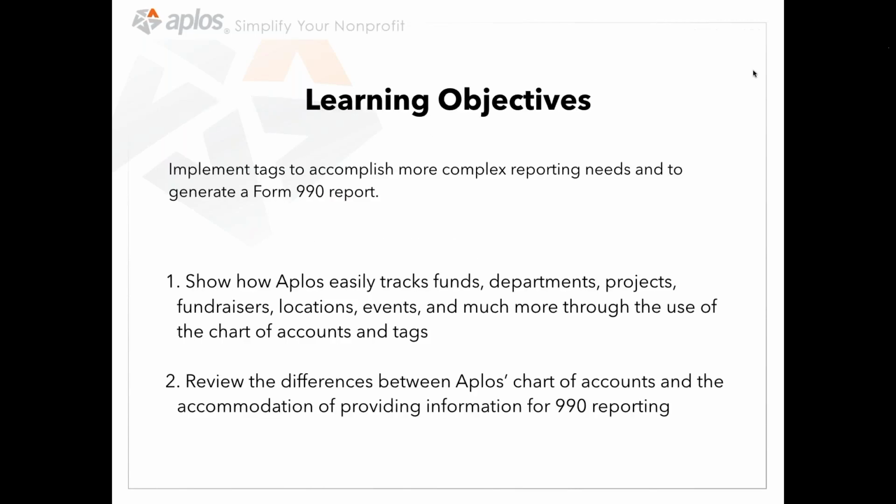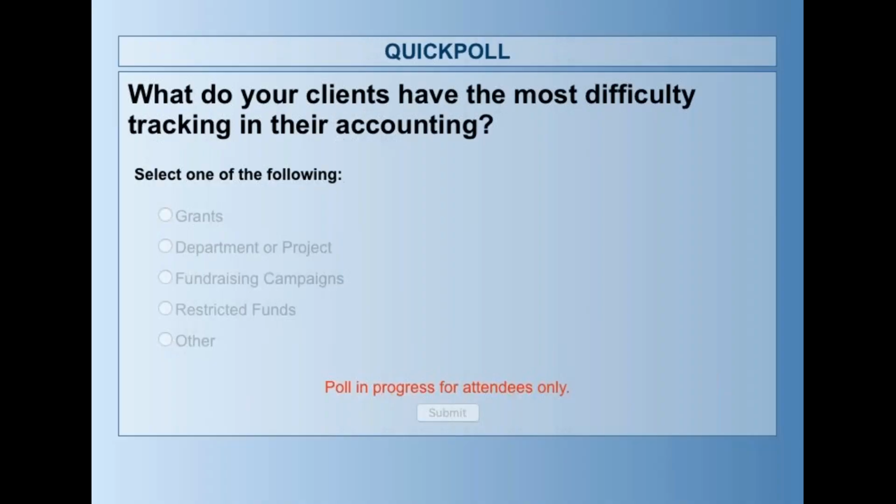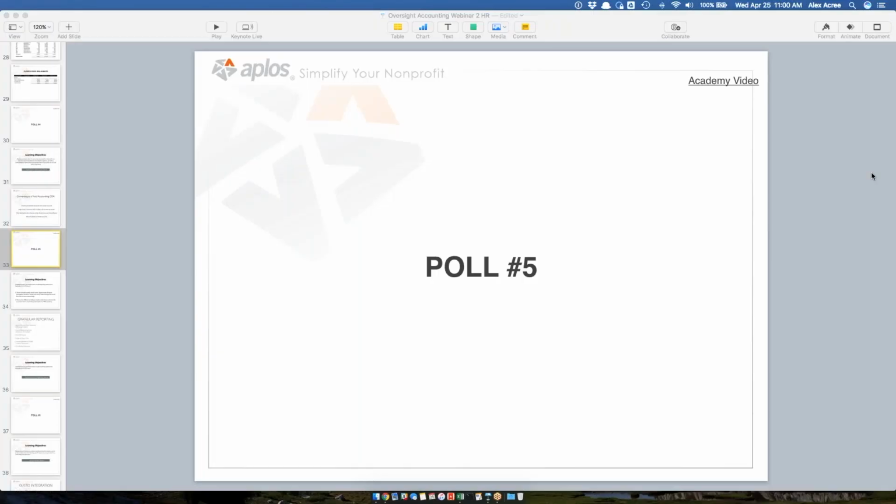Let's do poll number 5. Okay, a few more seconds there. All right. So what do your clients have the most difficulty tracking in their accounting? 4% said grants, 4% said departments or projects, 20% fundraising campaigns, 56% restricted funds, and 16% other, which I would guess grants, departments, projects, fundraising campaigns all kind of are very similar to the aspect of tracking restricted funds. So really, 84% of nonprofits have a hard time tracking restricted funds. So yeah, good to know.